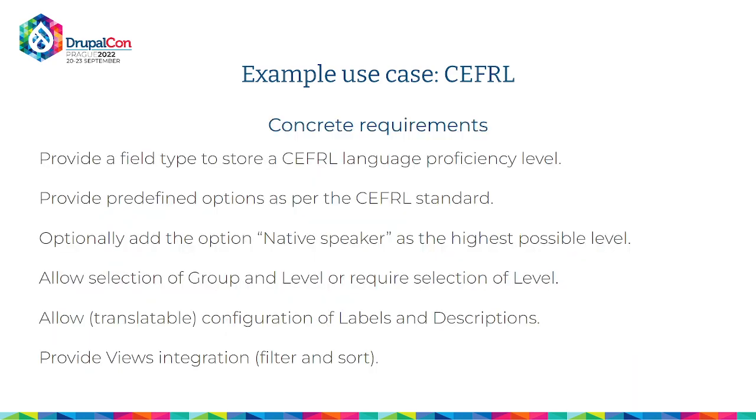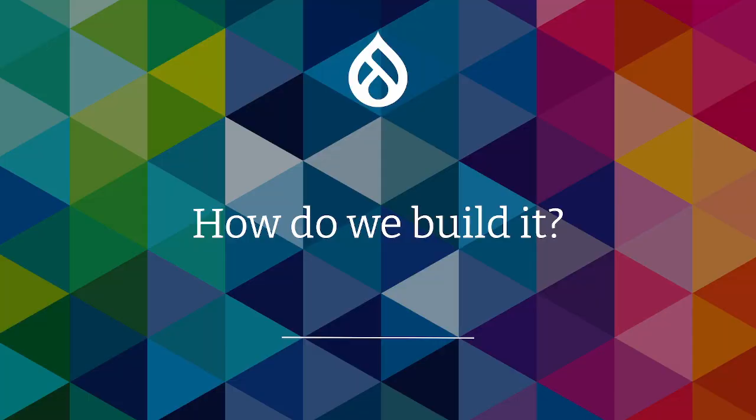So then, on top of that, we also want to provide some views integration whereby you can filter things as you normally can and also sort them. Since, after all, this is a hierarchy in more than one way. So how would we build something like this?